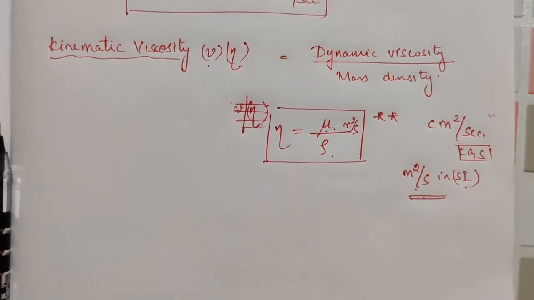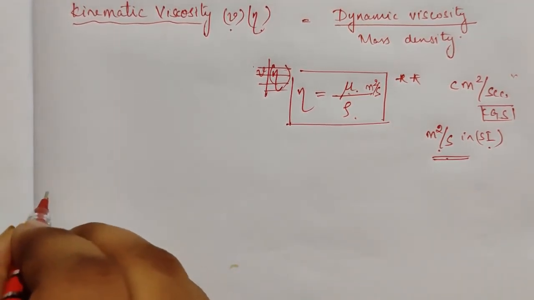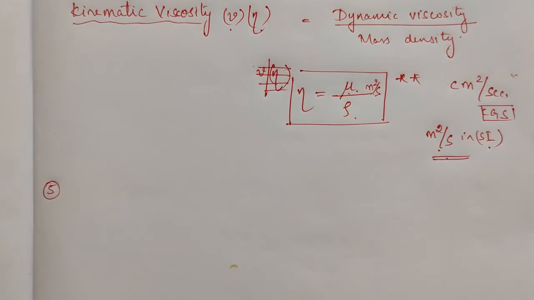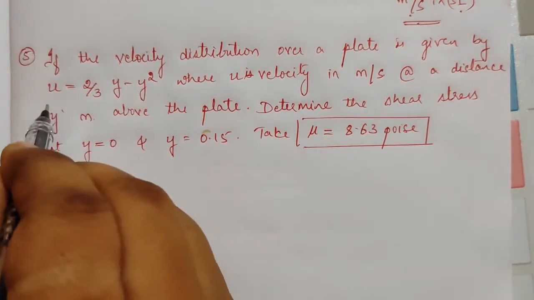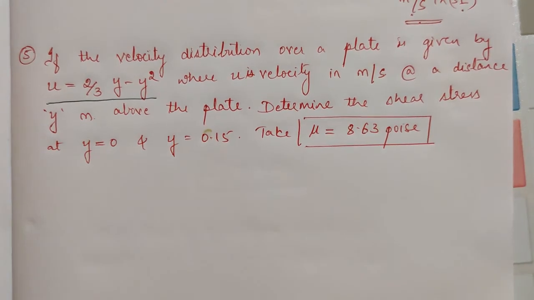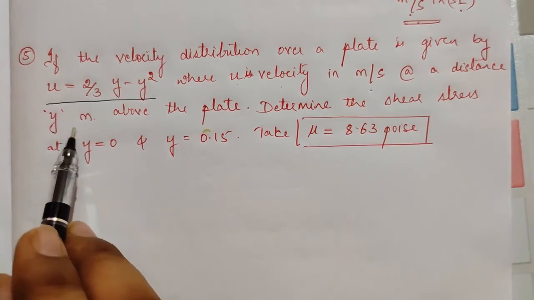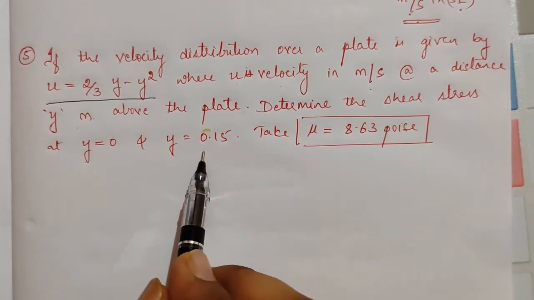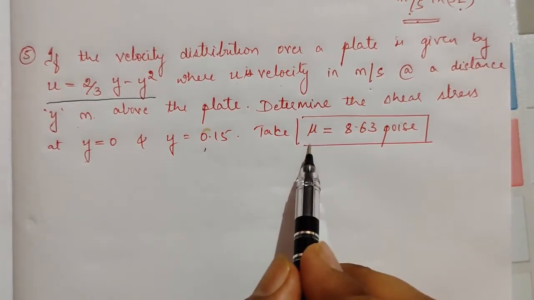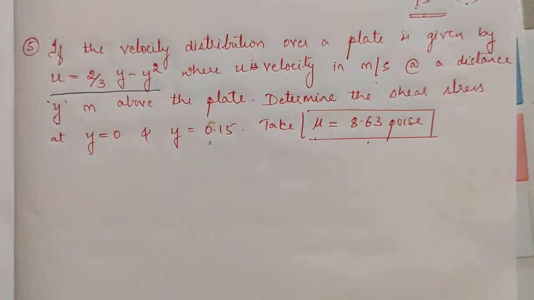Okay, so I'll go to one of the problem now. I'll copy the problem for you. The problem number is 5th one. See here, my dear students, if the velocity distribution over a plate is given by u is equal to 2 by 3y minus y square, where u is the velocity in meter per second at a distance of y meter above the plate, determine the shear stress at y is equal to 0 and y is equal to 0.15. Take the mu, dynamic viscosity, as 8.63 poise, they have given. So this is the given data.